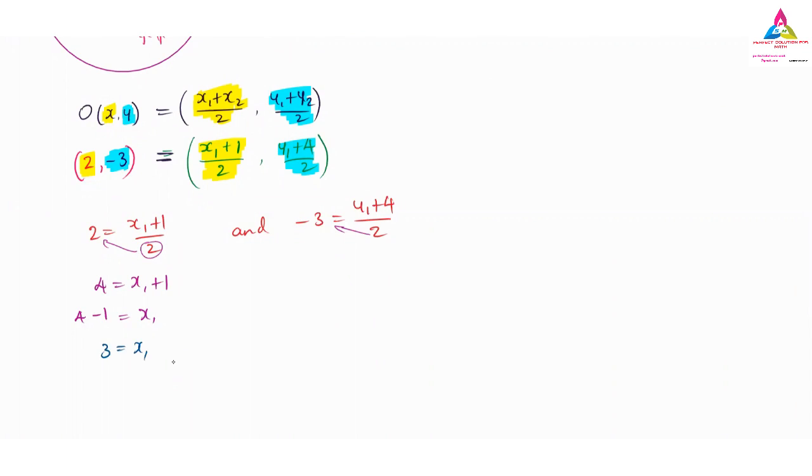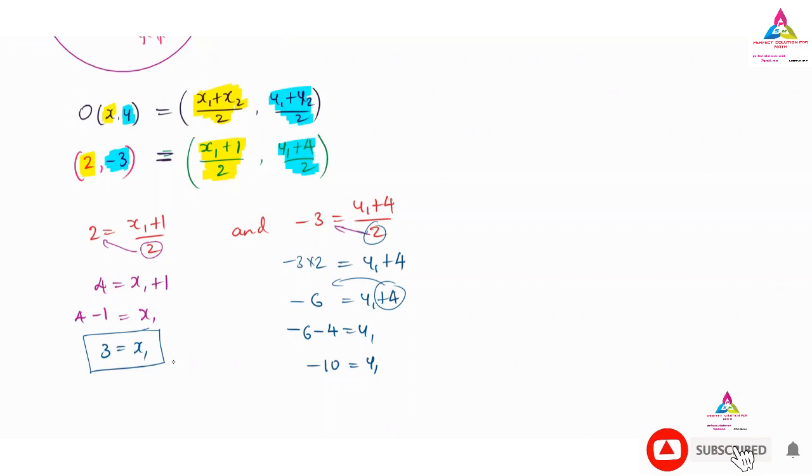So this is your first coordinate of A, that is x1. Now we have to go for the y1. So let us go in a similar way. Minus 3 into 2, that is equal to y1 plus 4. So it is minus 6, that is equal to y1 plus 4. You shift the 4 to the other side, it will become minus 4, that is equal to y1. So minus 10 is equal to y1. So this is your y1 value.